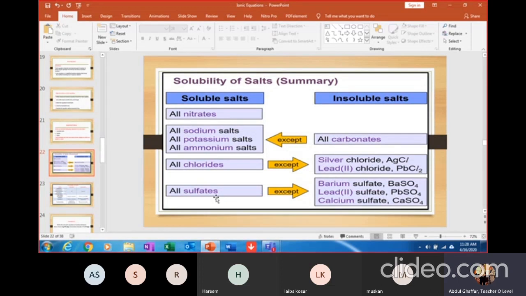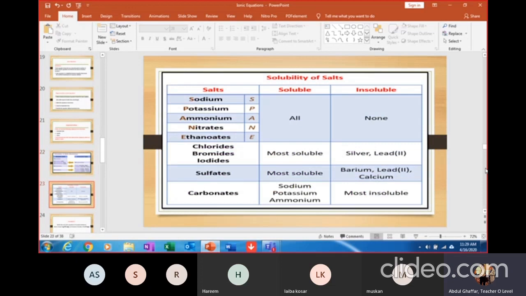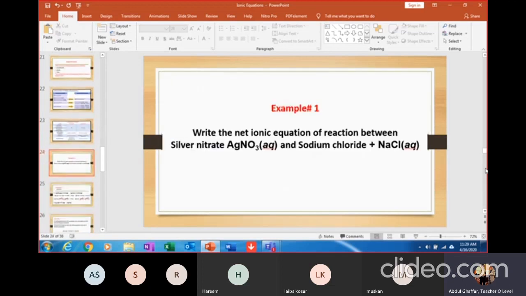Then the last one is sulfate. All sulfate salts are soluble, but these three are insoluble: barium sulfate, lead sulfate, and calcium sulfate. They will remain in the solid state. They will not be ionized. We cannot break them into ionic form. Okay, and this is also another solubility table, the same. Now we will directly move to ionic equation number one.